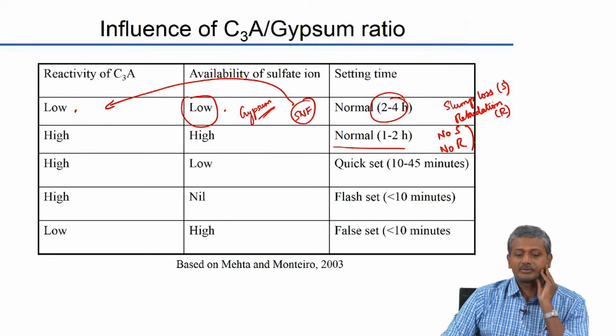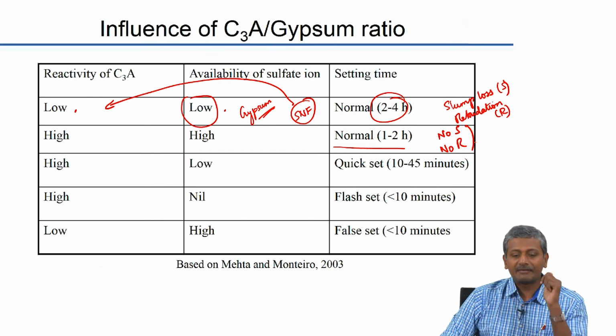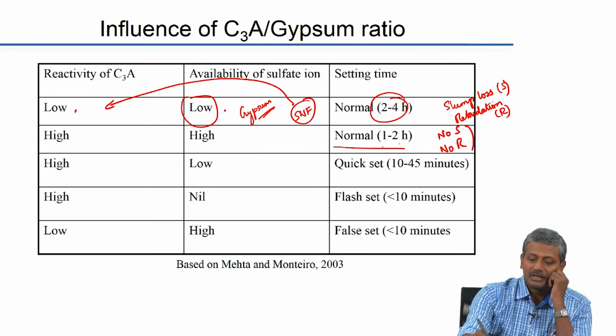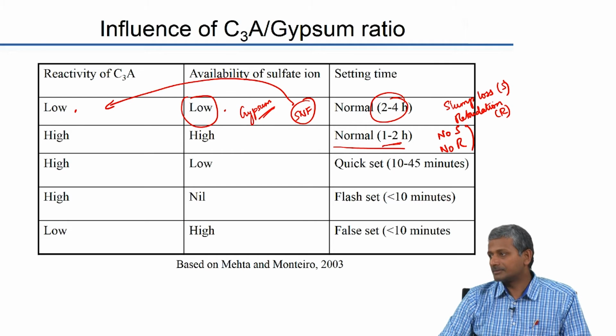I may not have slump loss and I may not have retardation when reactivity of C3A is high and availability of sulfate is also high. So that may be a desirable circumstance to have, except the fact that it will result in a fairly quick set between 1 and 2 hours. I am talking about quick initial set, right.